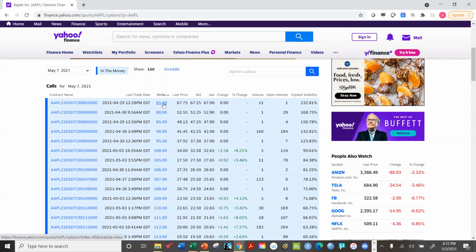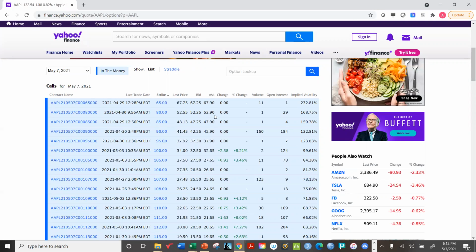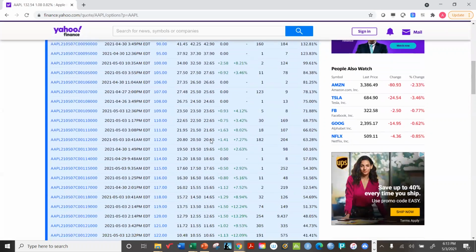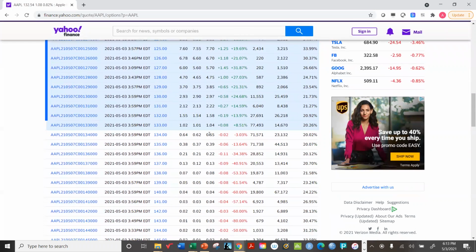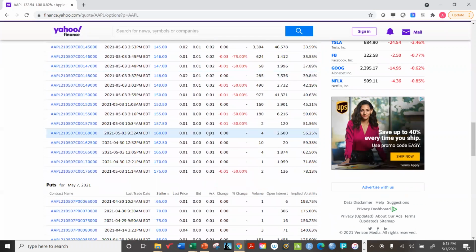So in other words, you notice how if the strike is 65, the price is 67.90. But if the strike goes up to 80, like it does on the second option, wow, the price goes all the way down to 52.90. And as you can see, as I keep raising the strike price, the price of the call drops and drops and drops. And eventually it'll reach a point where it's essentially worth nothing. In other words, if the strike goes all the way up to $175, then the option is essentially worth a penny.